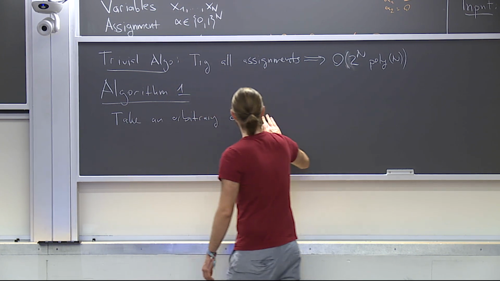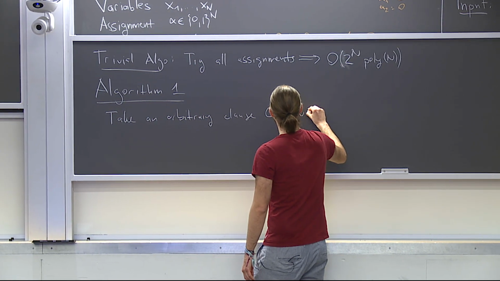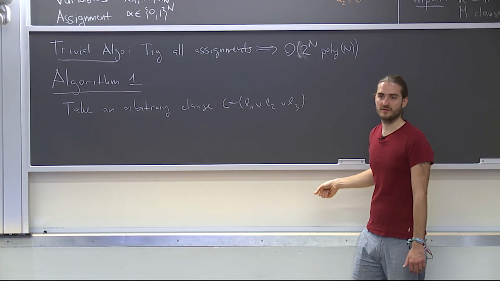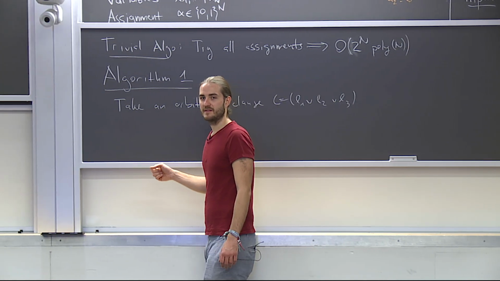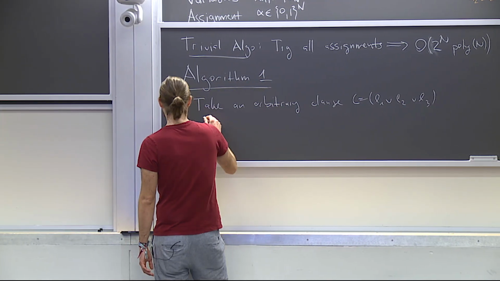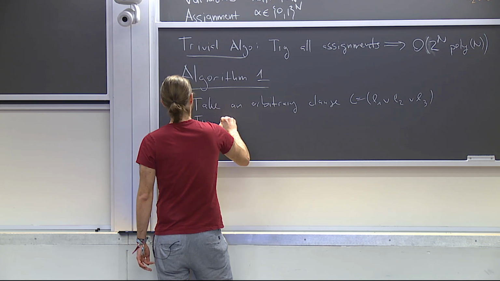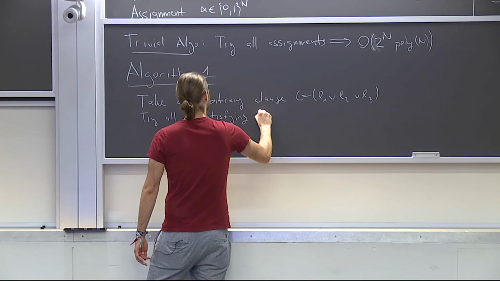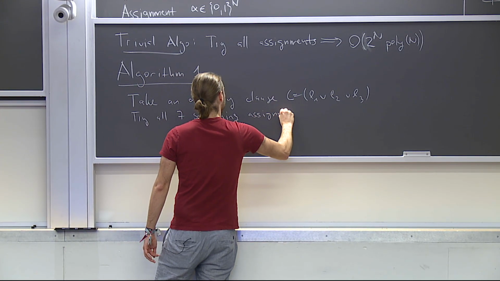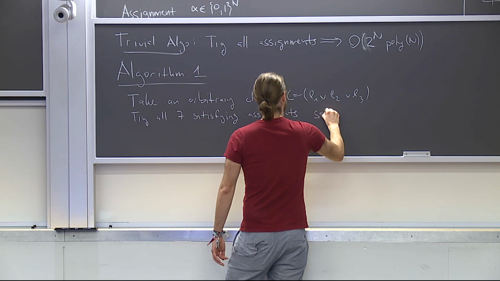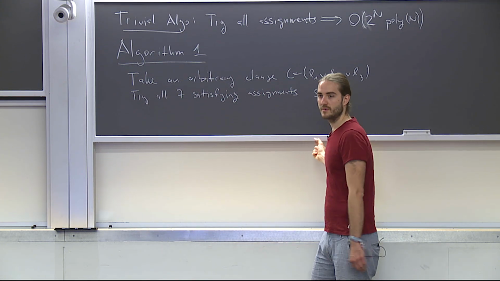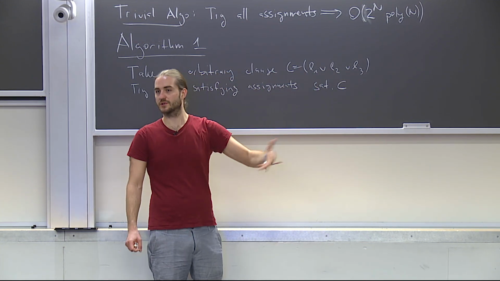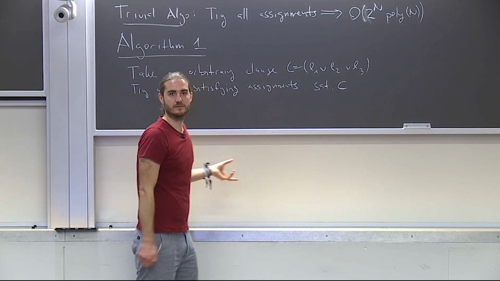Let's say it has the form L1 or L2 or L3. Now, how many assignments are there which could satisfy that clause? 7, exactly. So what we do is we try all 7 satisfying assignments that satisfy C. And then, this always sets 3 of the literals, which in turn sets 3 of the variables. So now you recur on the rest.